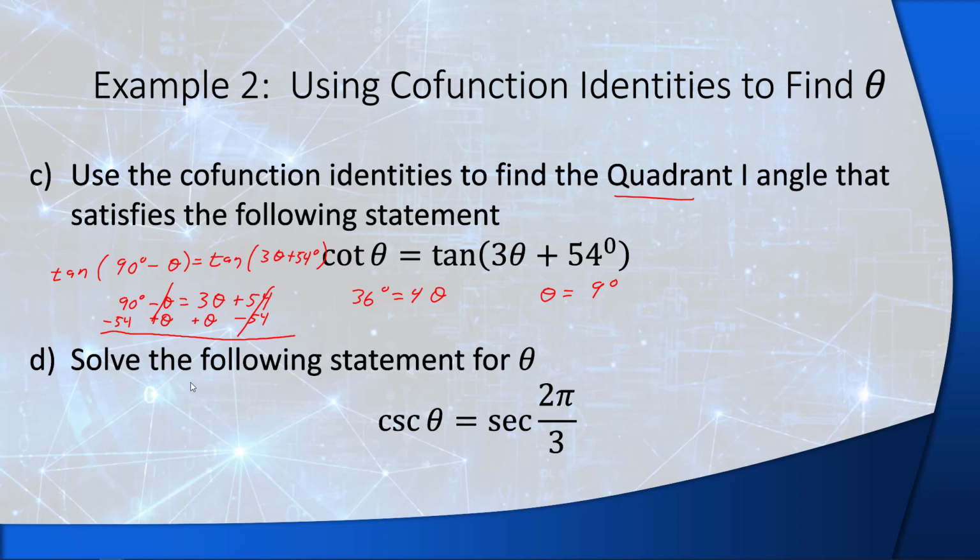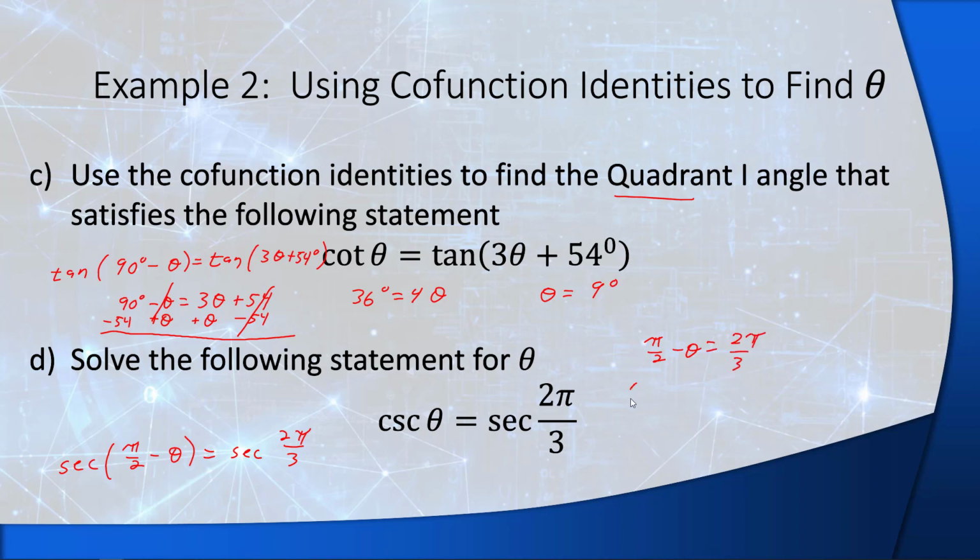And then for this one, we want to solve this statement for theta. Well, once again, the cofunction of cosecant is secant. And the cosecant of theta is going to be equal to the secant of its complement, which will be pi over 2 minus theta. And that has to be equal to the secant of 2 pi over 3. Okay, so for these two to be equal, we actually have to have that pi over 2 minus theta is equal to 2 pi over 3.